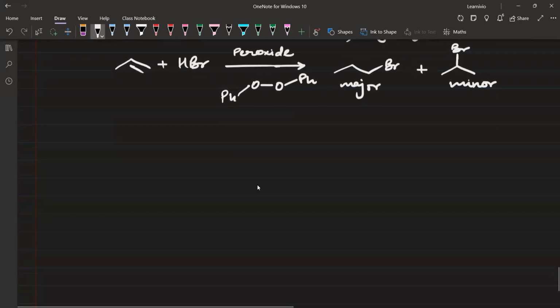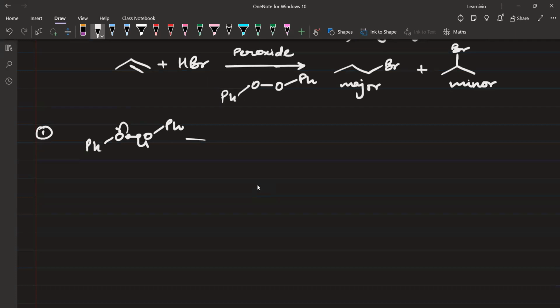Now, the first step here, again, will be the chain initiation because it is a free radical mechanism. So we'll have PhO–OPh. Here we are having two electrons. These two electrons will dissociate in the presence of sunlight, or a small amount of light, or if you give it a small bit of heat also, it is going to dissociate and give you PhO free radical.